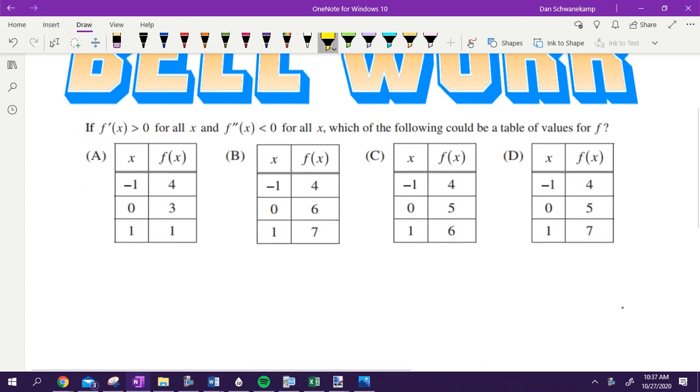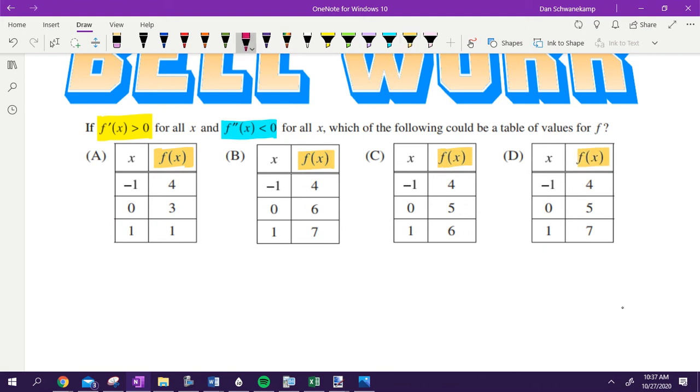Okay, here it says f prime of x is greater than 0, and f double prime of x is less than 0. Which of the following could be a value for f? So these are different tables of f, and they told me about f prime and f double prime.